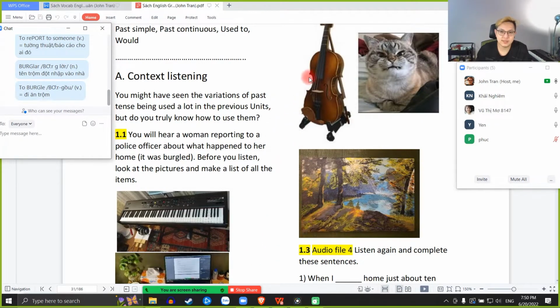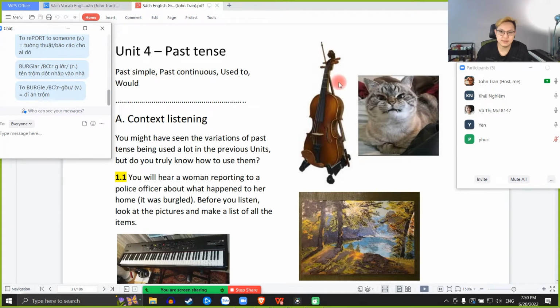So, what can you see here? Tell me. Guitar. No, it's not a guitar. Violin. It's a violin. Là vĩ cầm á, vĩ cầm.